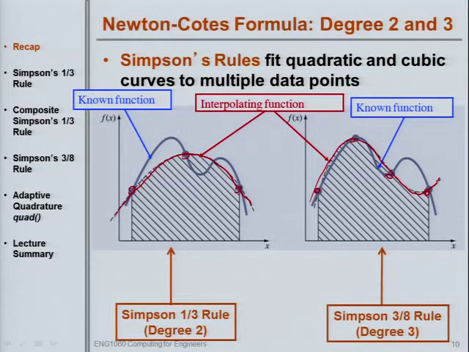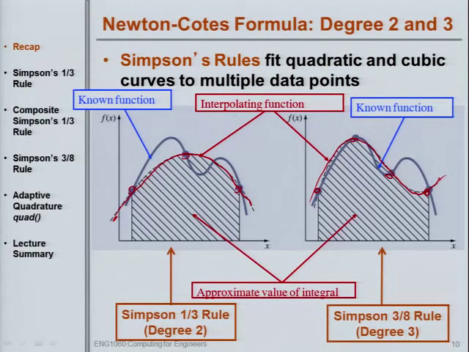And then we're going to analytically integrate, in this case, the quadratic, and here we're going to analytically integrate the cubic. And we don't actually do that, of course, because it turns out that there's a nice formula for these. We'll get to those in a minute. But effectively, that's what these two rules are doing. Okay, and so we then say the actual area under this curve is approximately given by this shaded region here, which is the area under the polynomial that we've just fitted.